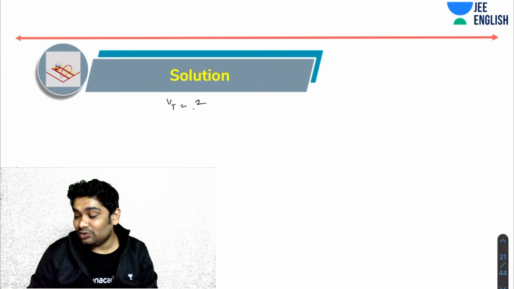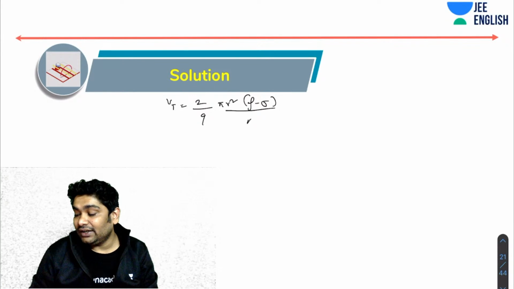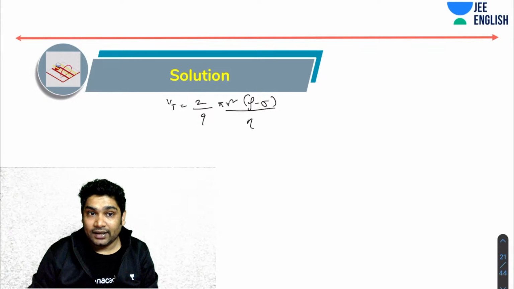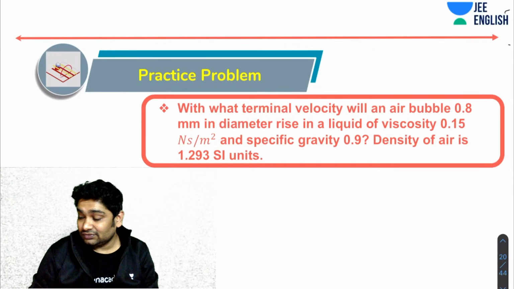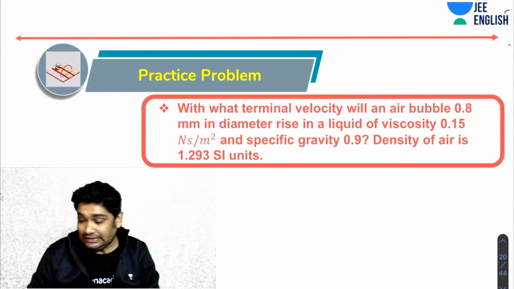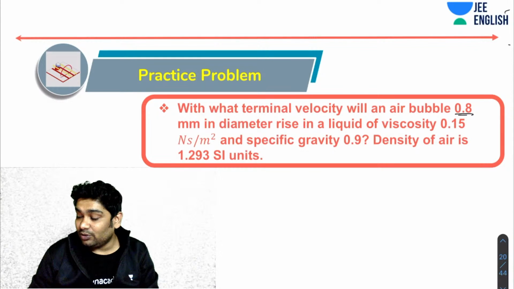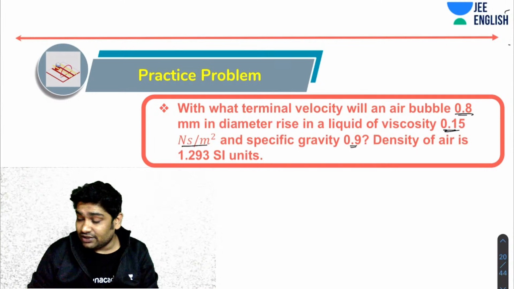Terminal velocity was 2 over 9 pi r square, rho minus sigma over eta. So all you need to do is just substitute the different values. The diameter of the bubble has been told to you. The coefficient of viscosity in SI units has been told to you. The specific gravity of the liquid has been told to you, and the density of air has been told to you.